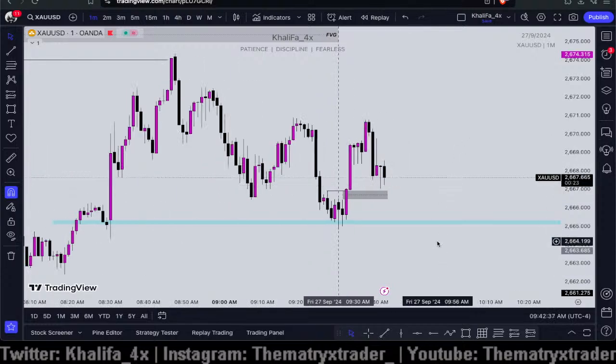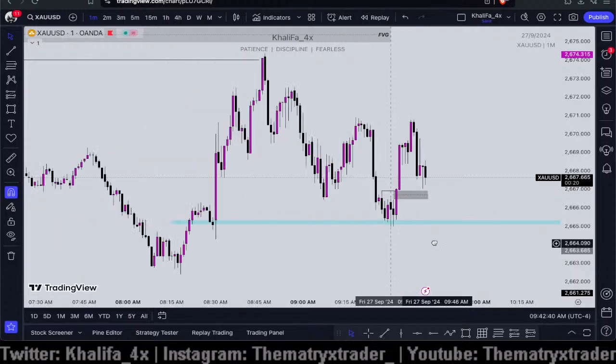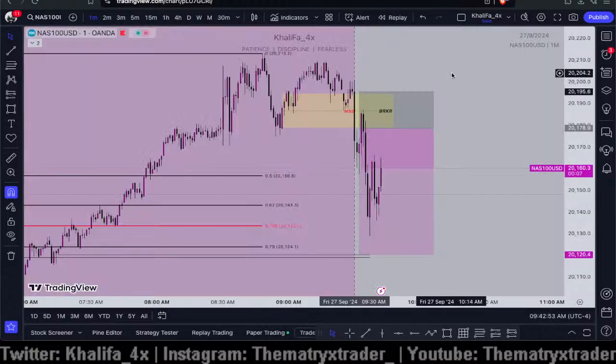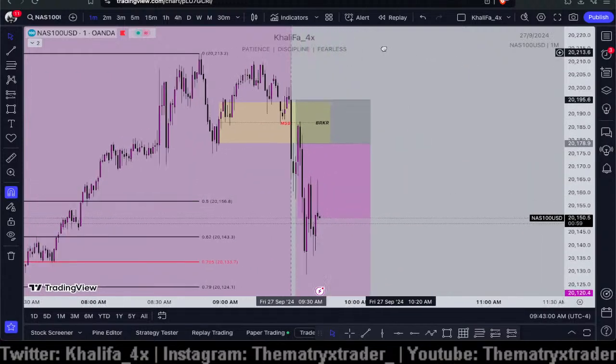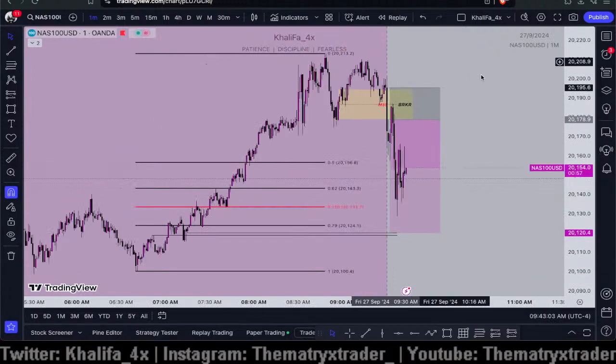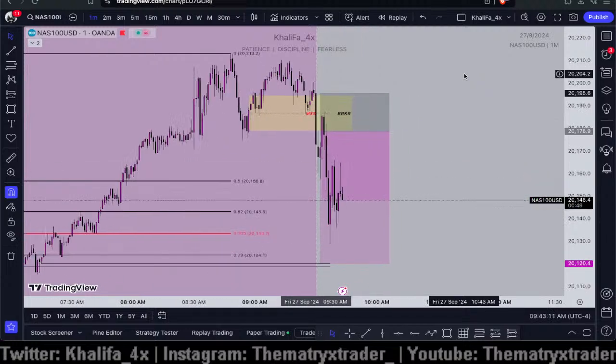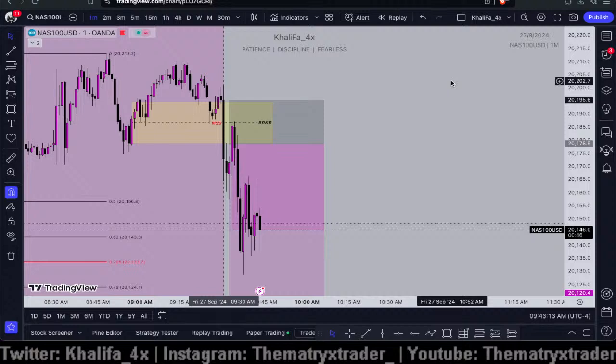I'm still not taking any trade on the gold, but still I'm expecting price to come till this fair value gap. Let me turn on the macros, because macros is the one which delivers the price. I'm not seeing one guy. I think he's missing.